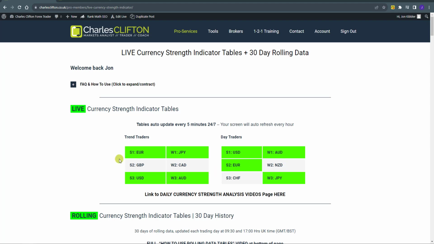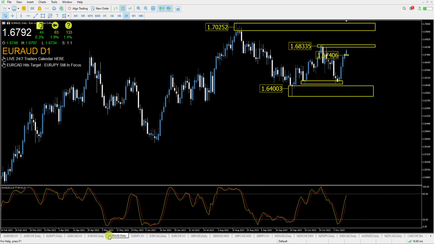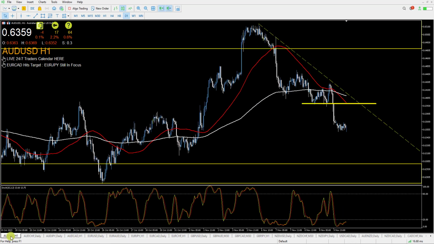But overall, I think we've done okay this week. Still in pound yen, like I said, still in euro yen. Euro Oz looks pretty good, as well as Aussie US dollar.